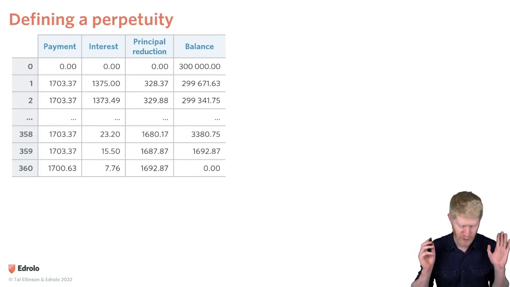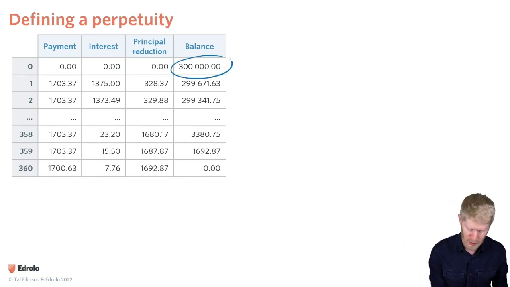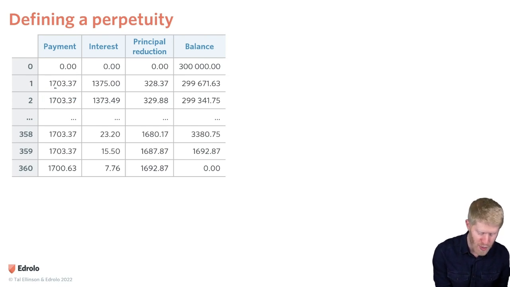This amortization table before you is not of a perpetuity. It's of a standard annuity. It starts with a certain amount of money. We get our regular payments. They are bigger than the interest.